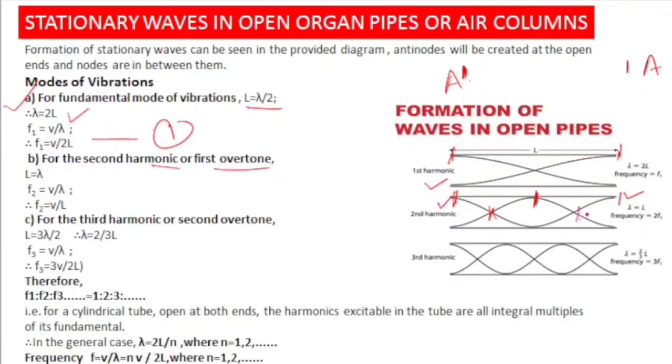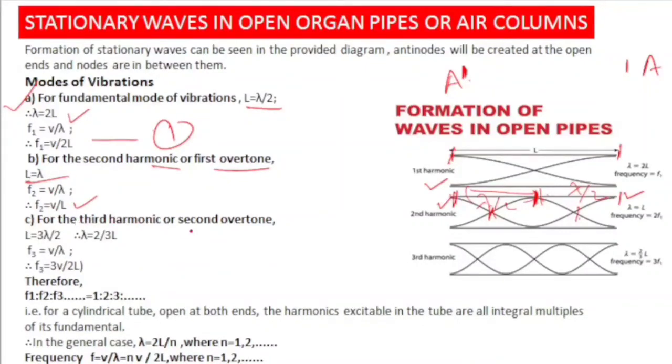And the distance between these is what? Yes, this one is lambda by 2, the distance between this antinode and the next is lambda by 2. Again this one is lambda by 2, antinode and antinode. So in this case lambda is there. This L is equal to lambda, and from there you get F2 equal to V by L.